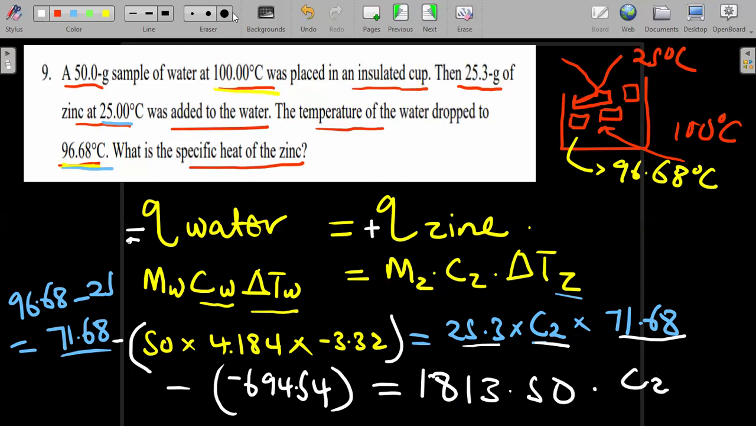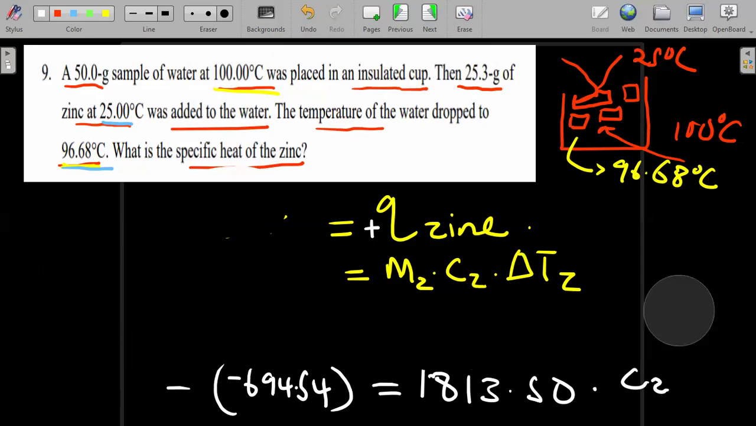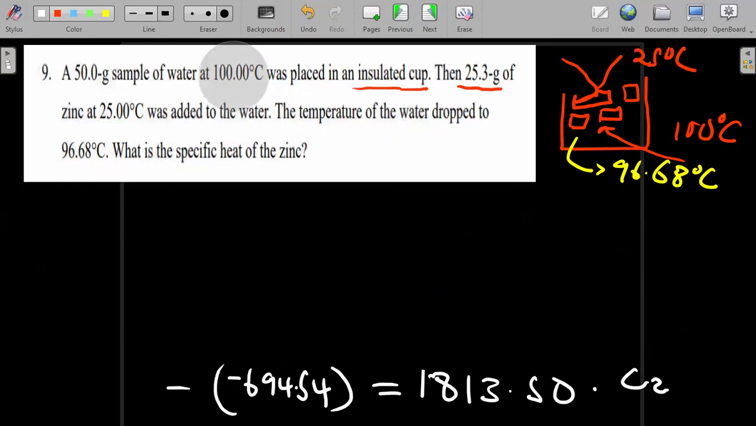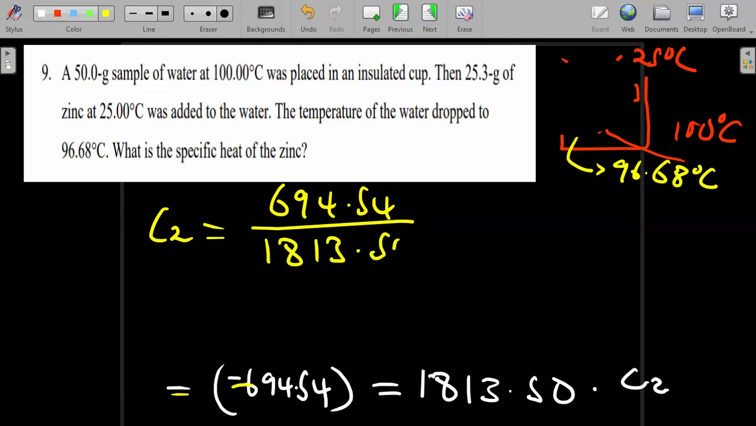So this C2 is the specific heat capacity of zinc that we want to find. So let's find it. Cleaned on top here. So we are going to say C2 is actually equal to, if I multiply this negative and this negative, I'm going to have a plus. So it will be 694.54 divided by 1813.50. Right, so when we divide this, what we're going to find as our specific heat capacity of zinc is 0.383 joules per gram Kelvin, like that.